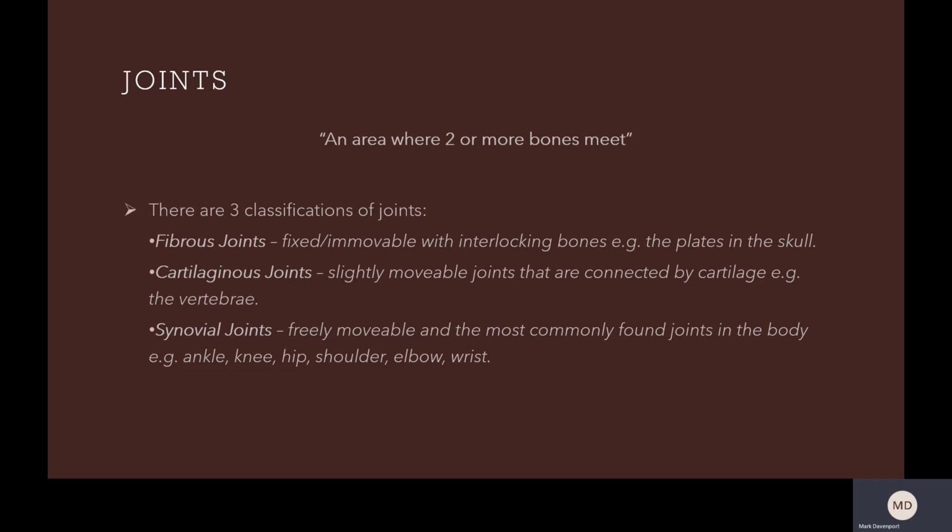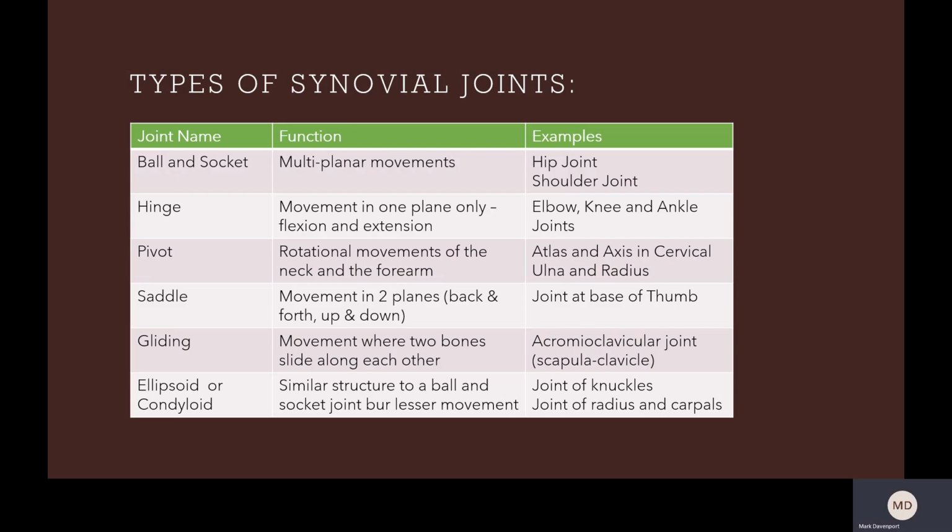And then we have synovial joints. These are freely movable and are the most common found in the body. And they're all listed at the bottom there. So think of your ankle, knee, hip, shoulder, elbow, and your wrist. And these are the types of synovial joints that we have within the body. So we have a ball and socket, which is a multiplanar movement. So there's loads of movement within ball and sockets. The most common one is the shoulder joint, but also your hip joint is a ball and socket as well.